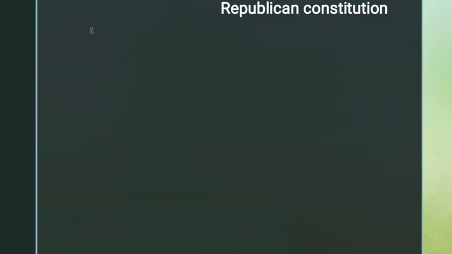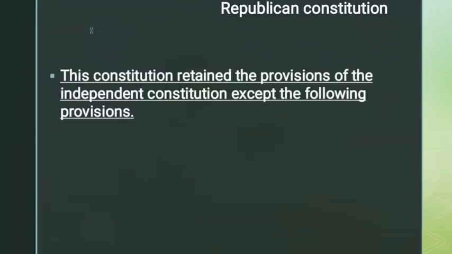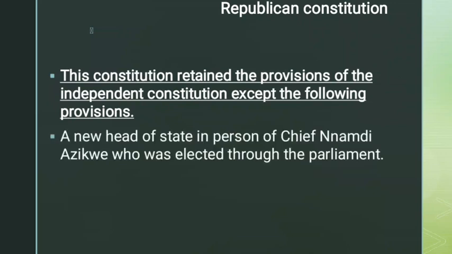So let's move on to the Republican Constitution of 1963. When you look at the 1960 and 1963 Constitutions critically, they are almost the same thing, except for a few provisions that made the 1963 Constitution different from the 1960 Constitution. So let's go into it.